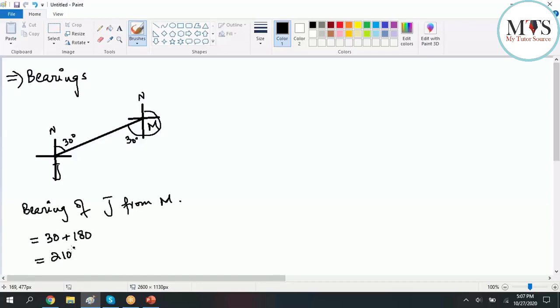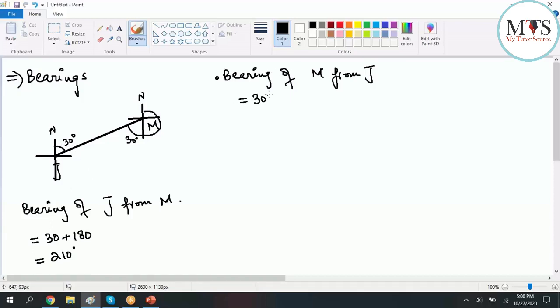Wait, how? Because 30 plus... we added it. Because it's from north to this line. So one angle we have is 180 and the other is 30. Now if they were asking for the bearing of M from J, in that case we have to find this bearing. So that's 30, which is already given. Because it goes clockwise, right? That's right, it goes clockwise, and it always begins from the north.